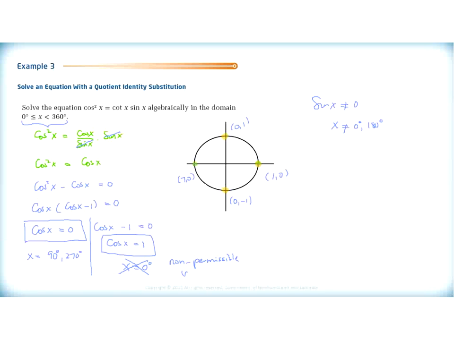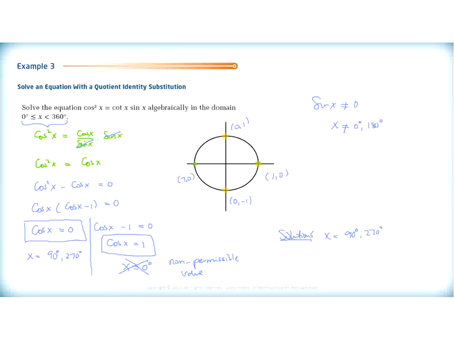Now we've already said, if you look at your three answers, that x could be 90, 270, or 0. X can't be 0. This is a non-permissible value. Our only solutions to this equation are 90 degrees and 270 degrees.